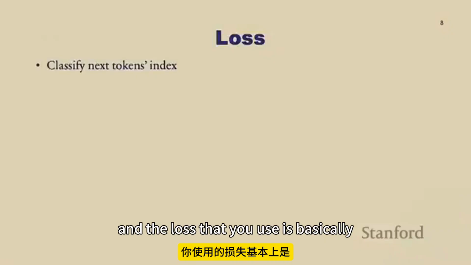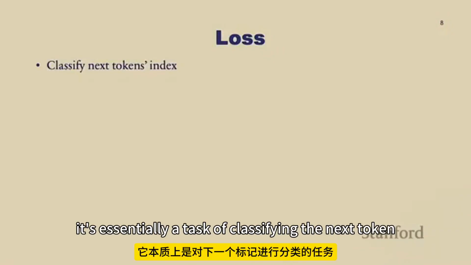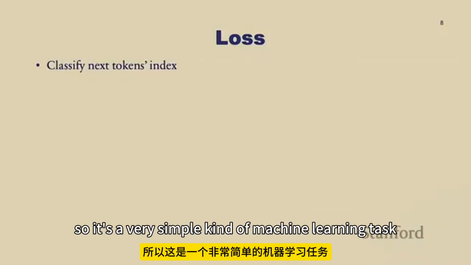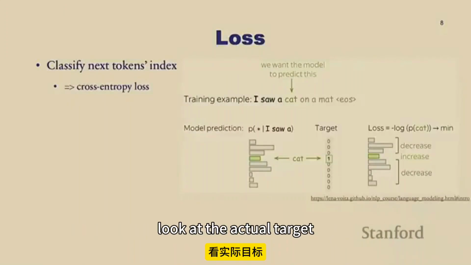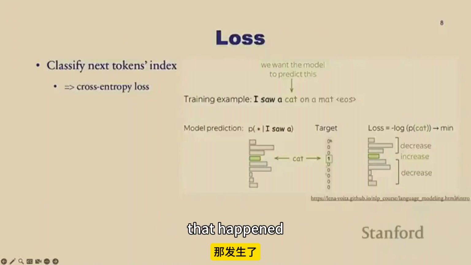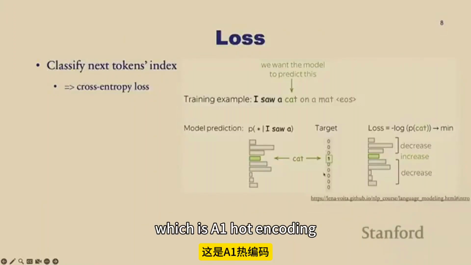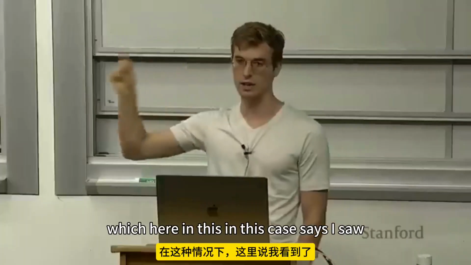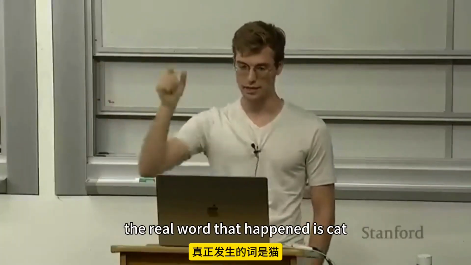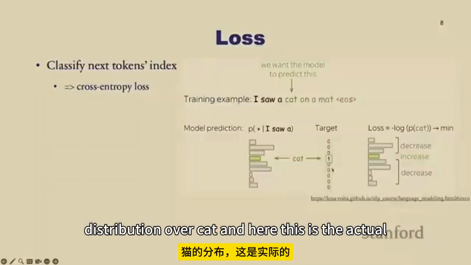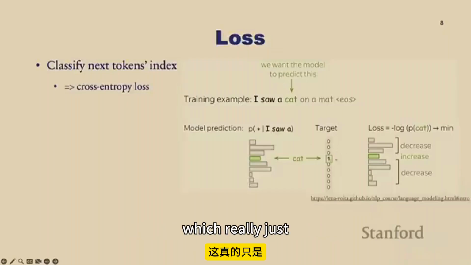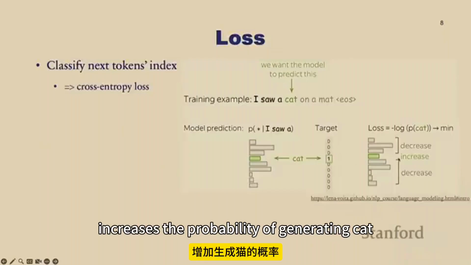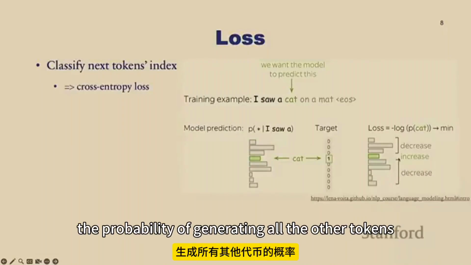And the loss that you use is essentially a task of classifying the next token. So it's a very simple kind of machine learning task. You use the cross-entropy loss, where you look at the actual target that happened, which is a target distribution, a one-hot encoding, which here says the real word that happened is cat. So that's a one-hot distribution over cat. And this is the distribution that you generated, and you do cross entropy, which really just increases the probability of generating cat and decreases the probability of generating all the other tokens.